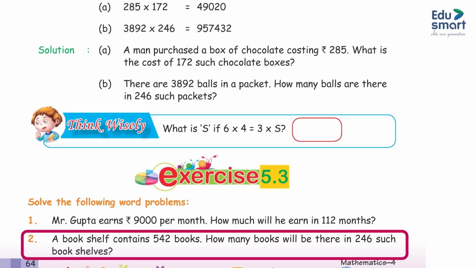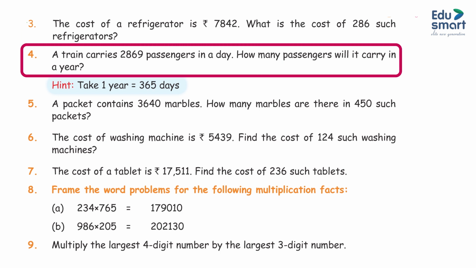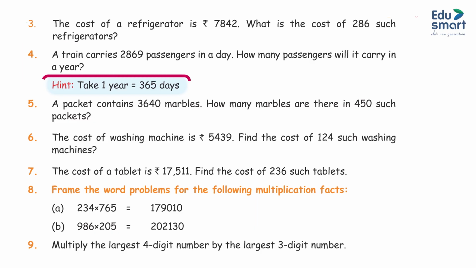A bookshelf contains 542 books. How many books will be there in 246 such bookshelves? Answer: 1,33,332. 3. The cost of a refrigerator is 7,842 rupees. What is the cost of 286 such refrigerators? Answer: 2,03,892. 4. A train carries 2869 passengers in a day. How many passengers will it carry in a year? 1,47,185. Hint: take 1 year is equals to 365 days.